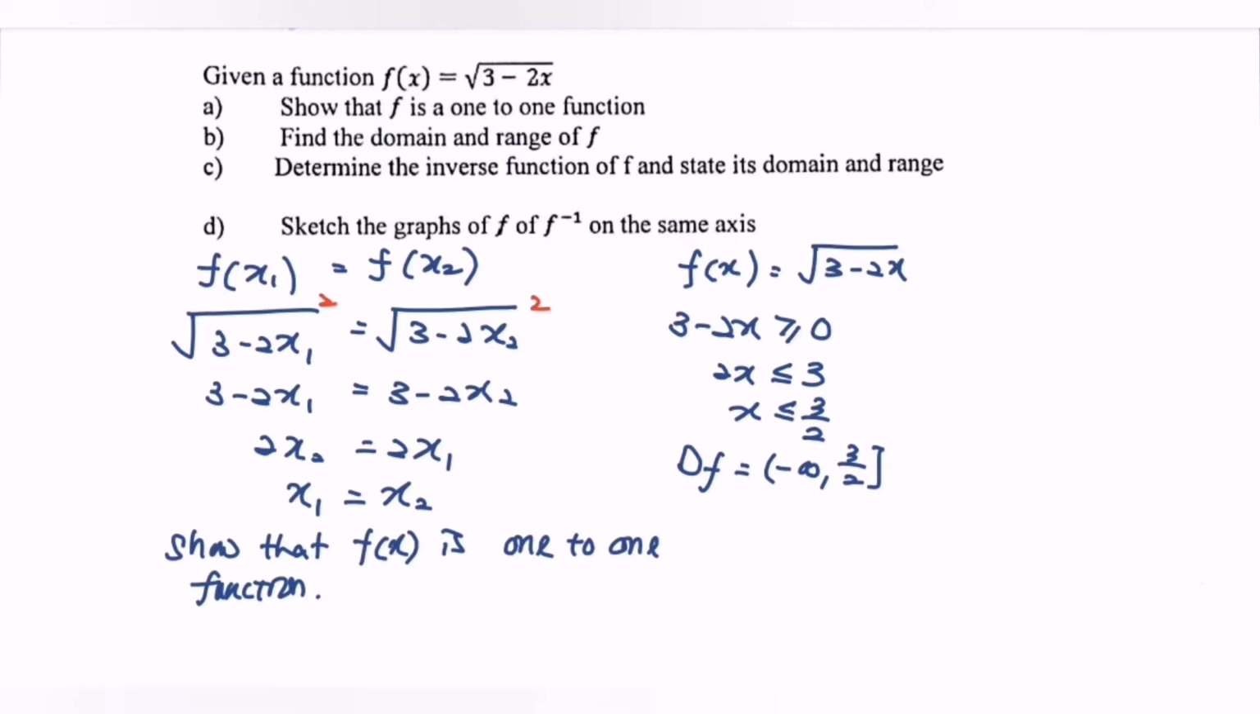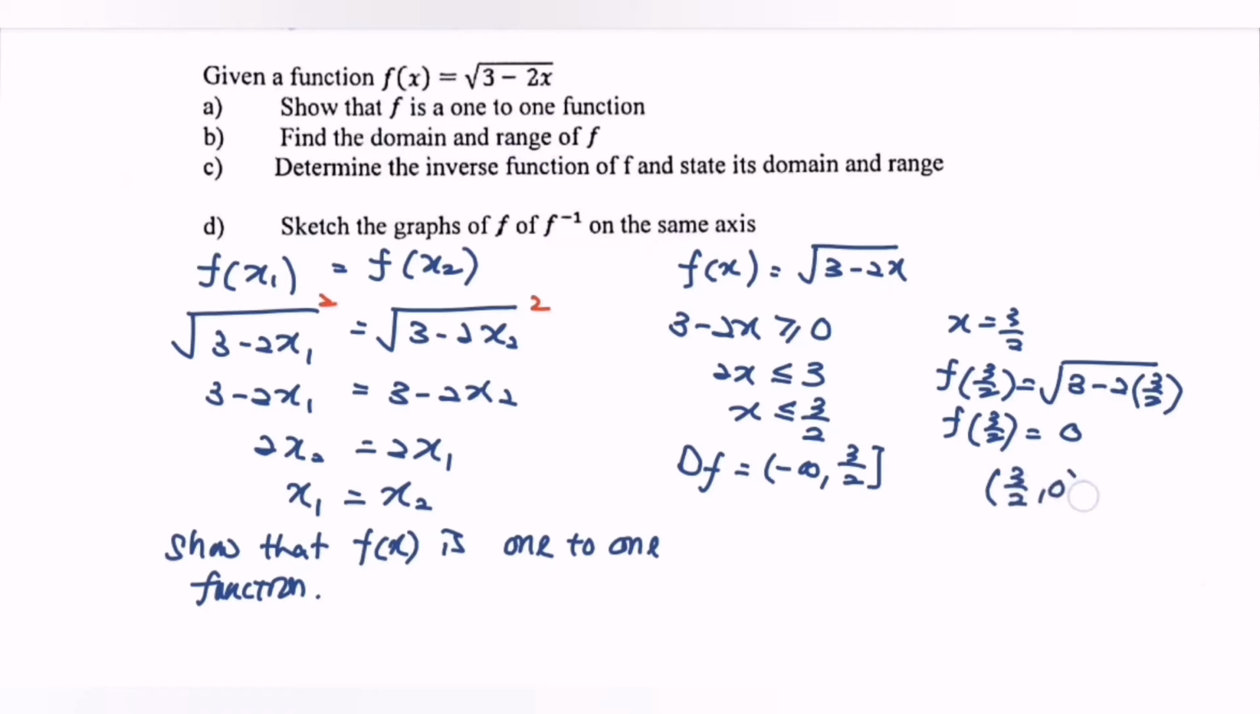Then based on the starting point, we have 3 over 2. If we substitute x equals 3 over 2, we have f(3/2) equals the square root of 3 minus 2 times 3 over 2, which is 0. So our starting point would be the coordinate (3/2, 0). Based on this, the minimum value of y is 0. So the range for f is 0 until positive infinity. That is the range for f and also the domain for f.